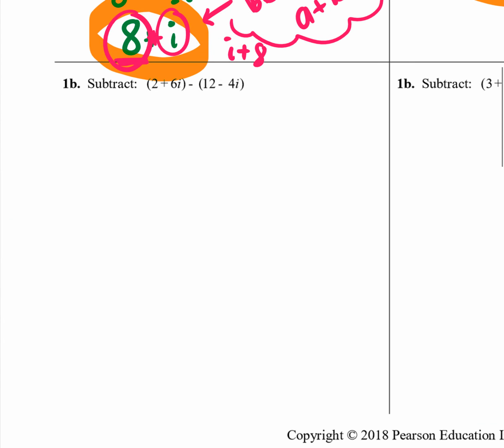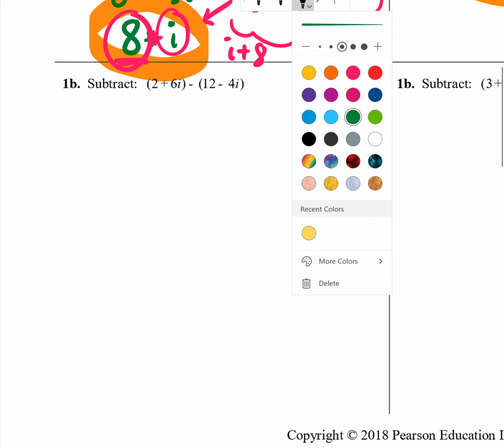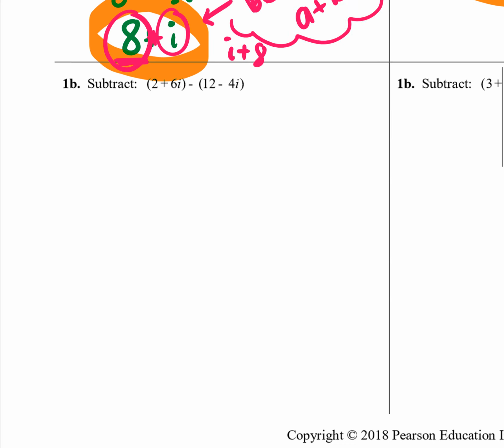Example 1b, now they want us to subtract. So that's a little more work, because if we try to remove the parentheses to determine what the like terms are, we're going to need to distribute the subtraction sign. So I'm going to keep that in mind. This subtraction sign, I'm going to need to distribute onto the 12 and onto the negative 4i. But for the first complex number, the leftmost one, 2 plus 6i, there's nothing to distribute, because there's nothing to the left of that number.